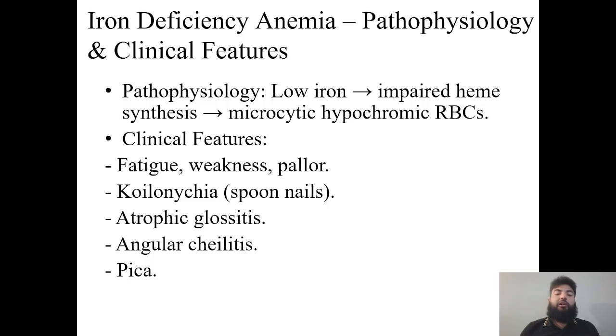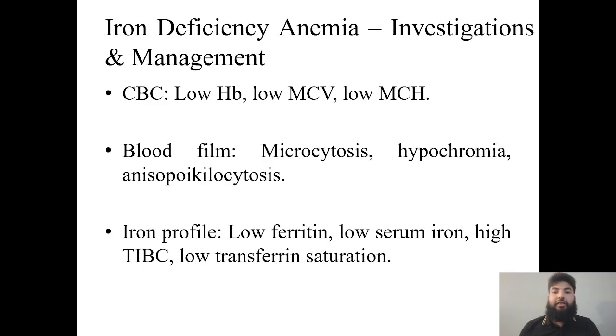And then atrophic glossitis, angular stomatitis, and pica. Pica is basically when some kids eat soil or mud or paper. So these kinds of conditions can also lead to iron deficiency anemia. So low RBC, low HB, low MCV, and low MCH. Low HB, low mean cell volume, and low mean cell hemoglobin.